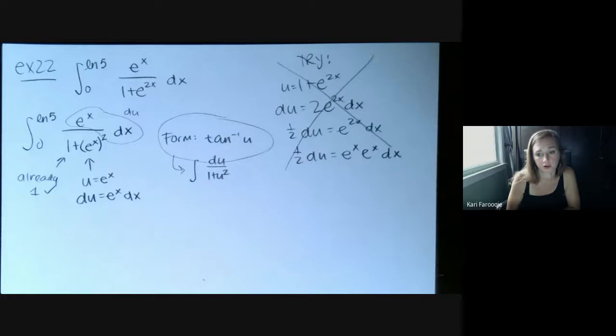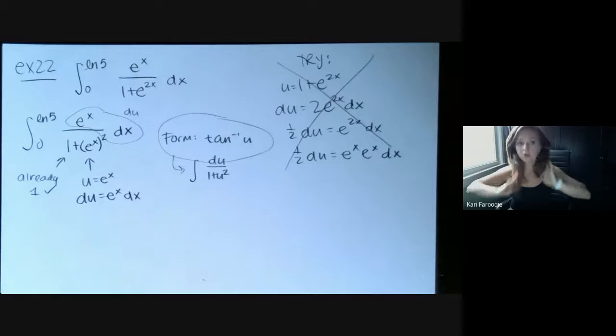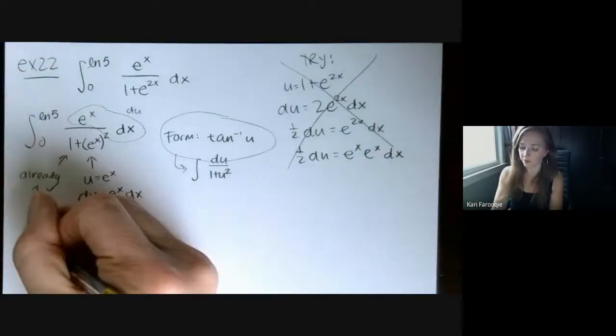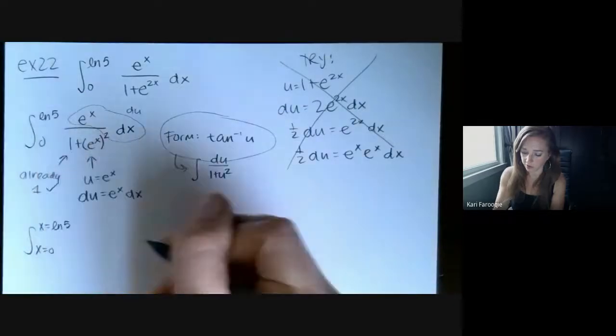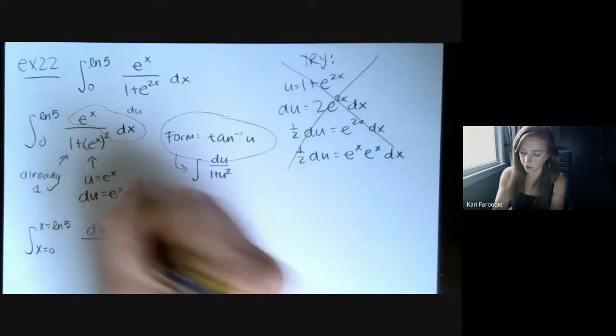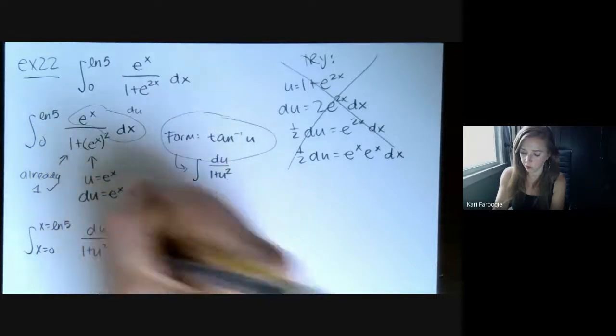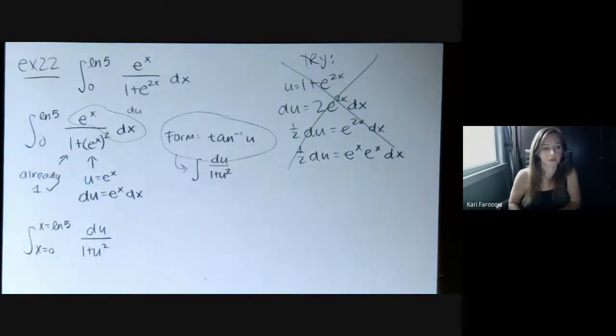We can go ahead and start our substitution now. So let's go ahead and rewrite this in terms of u. We're going from x equals 0 to x equals ln 5. We have du divided by 1 plus u squared. Now, we don't even have to do anything weird to manipulate this integral. It's already basically ready to go. All we have to do is switch the upper and lower limits of integration and evaluate this using the FTC. Before I do that, are there any questions here?